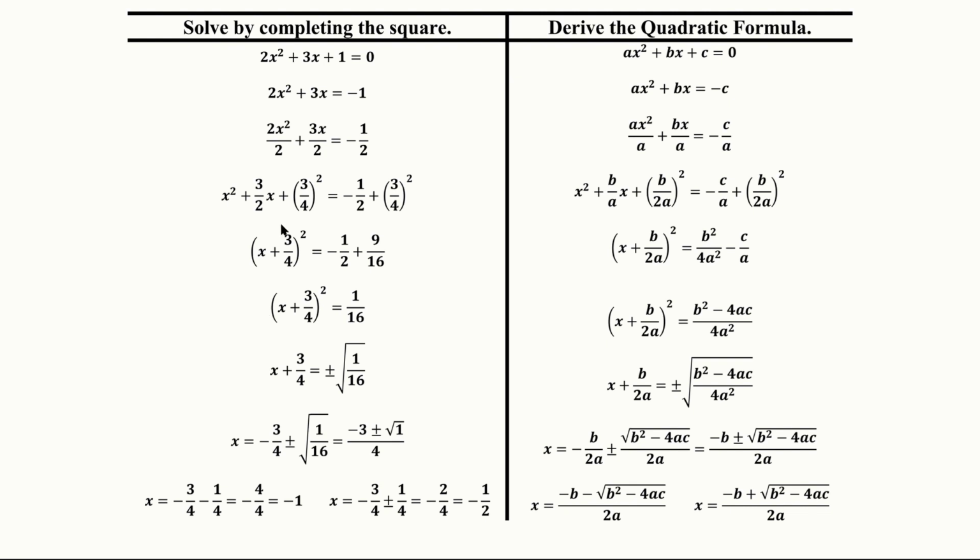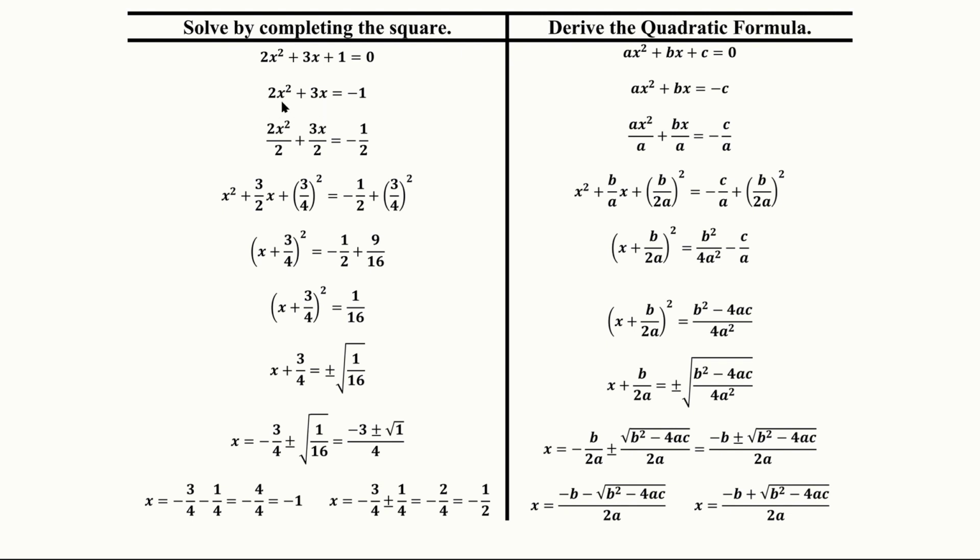Now, here I'm going to solve two equations side by side for you. On the left side, I'll solve this equation by the method of completing the square. And on this side, I'm going to solve the very general equation ax squared plus bx plus c equals 0 using the same method of completing the square.